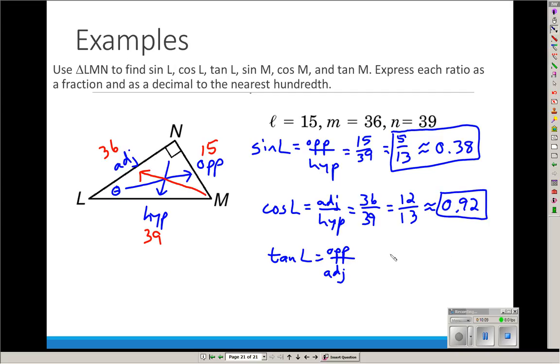Tangent of L is opposite over adjacent. Opposite's 15, adjacent is 36. So 15 over 36. Those are divisible by 3. That's 5/12, which is about 0.42.